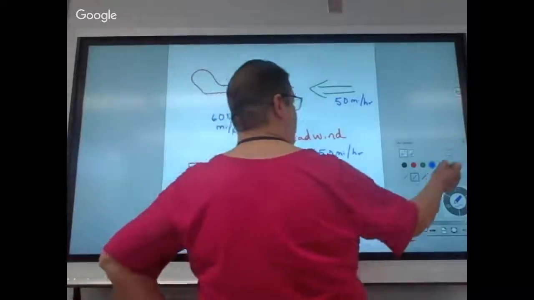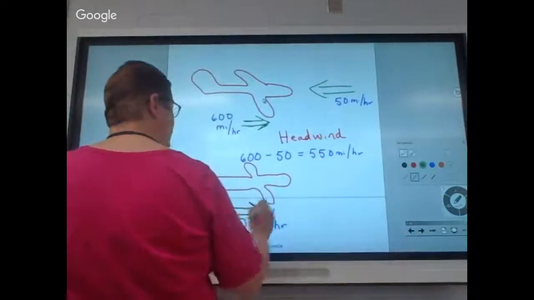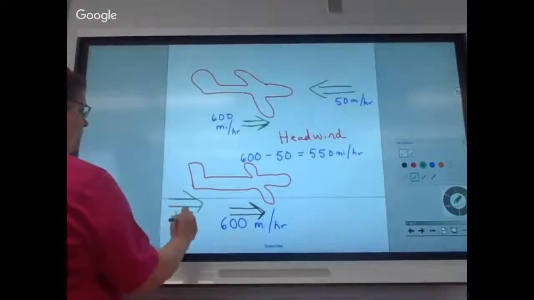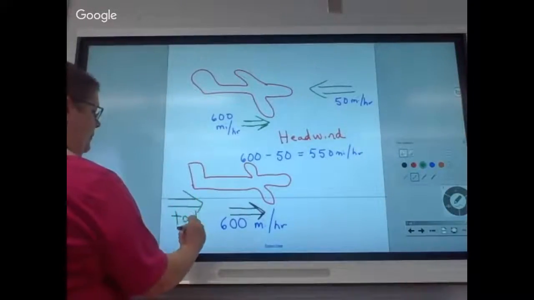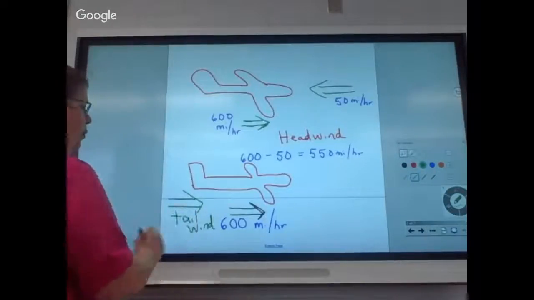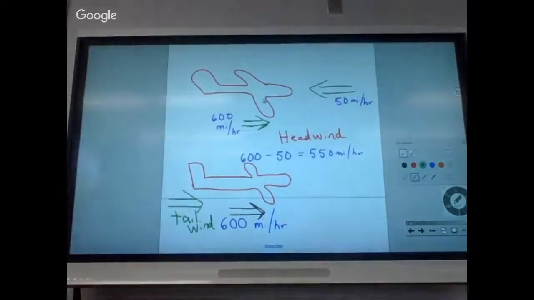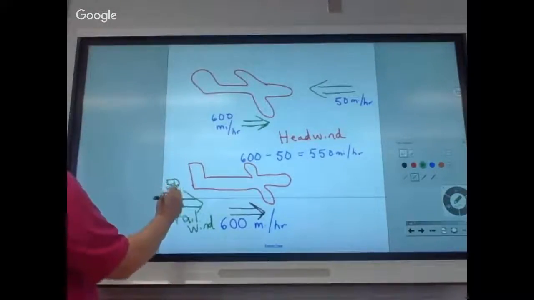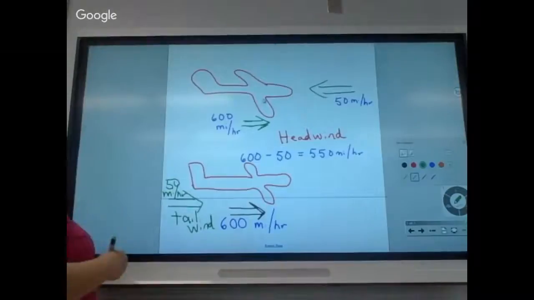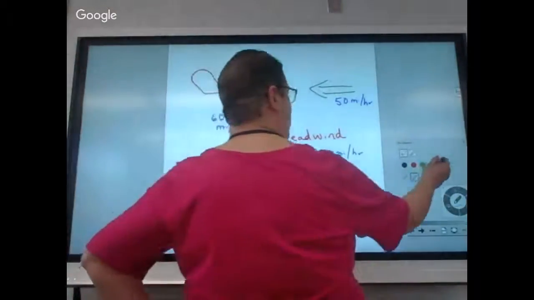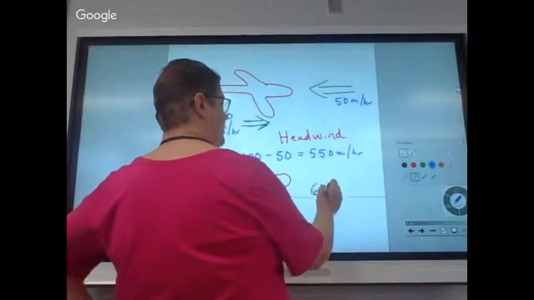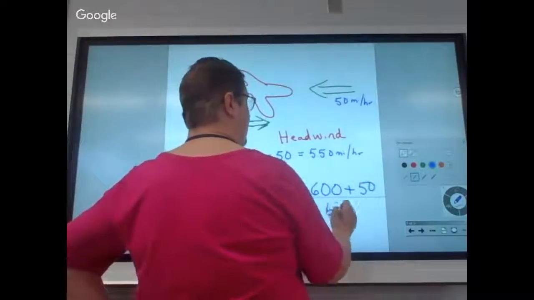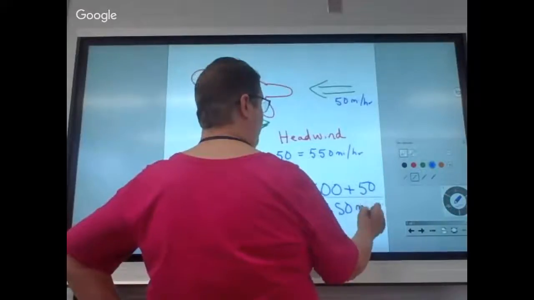So my plane is still traveling at 600 miles per hour, okay? But this time, I'm going to give it a tailwind, okay? Now, what would the tailwind do to the plane if the wind was blowing at 50 miles an hour? It would speed it up. So this time, I would say what? 600 plus the 50, and I'd get 650 miles per hour.